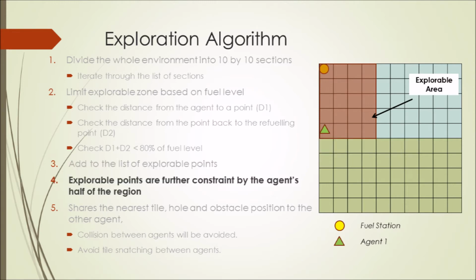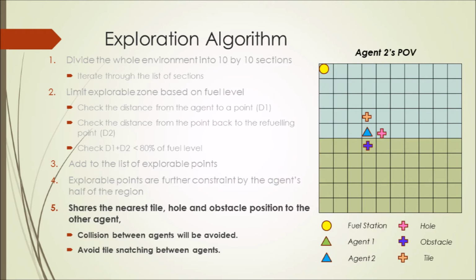These sections are then further updated according to the divided environment so that each agent has an even number of exploration points. This allows the agent to explore the environment more efficiently and also to ensure that each agent does not step into one another's region to avoid interference. Agents share the location of their nearest tile, hole, and obstacle with one another. By doing so, collisions between agents can be avoided and the agents will not snatch tiles from one another.